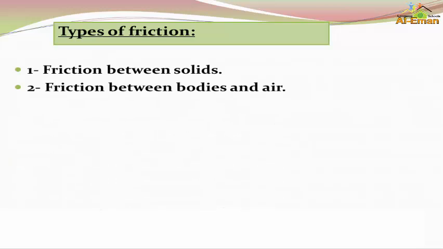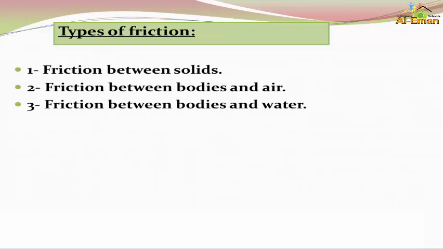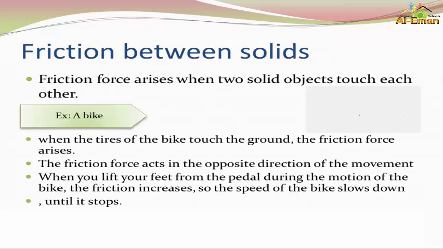Then we are going to take the types of friction. We have 3 types of friction. Number 1, friction between solids. Number 2, friction between bodies and air. Number 3, friction between bodies and water. Let's explain each one of them. Number 1, friction between solids. Friction force arises when two solid objects touch each other.